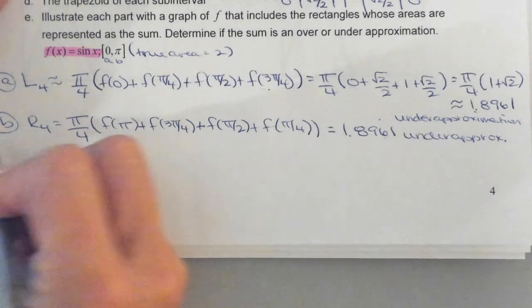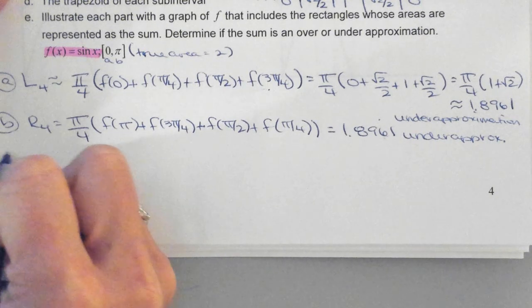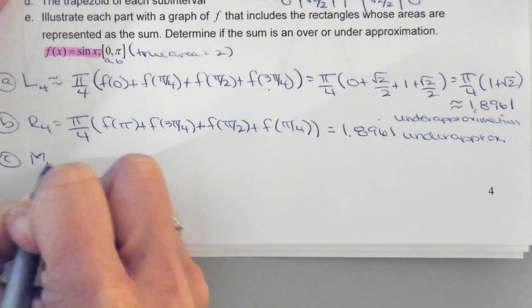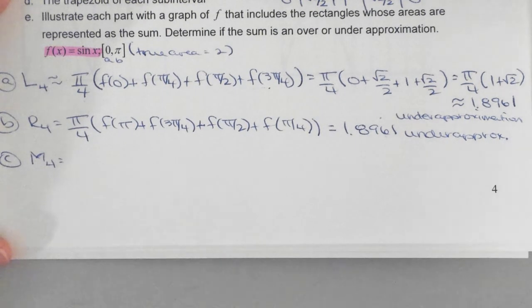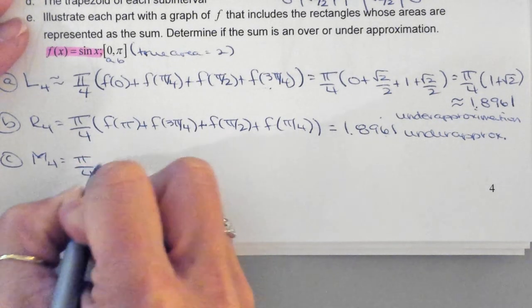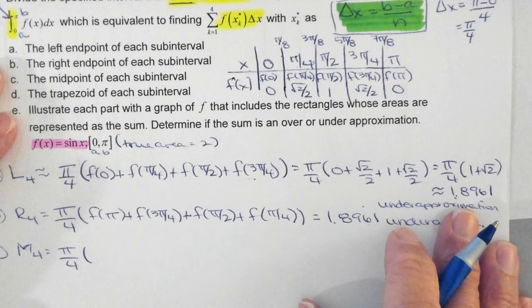So let's talk about midpoint. All right, so in C, we've got M sub 4 is equal to. Is our width the same? Yeah, width is the same. We just need the midpoint of the rectangle. So we've got pi over 4, and we were smart because we calculated those midpoint x values in the beginning.